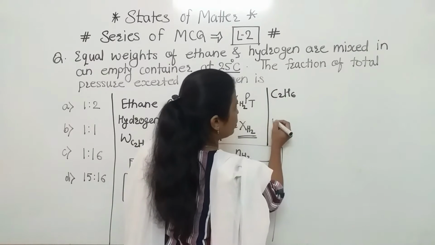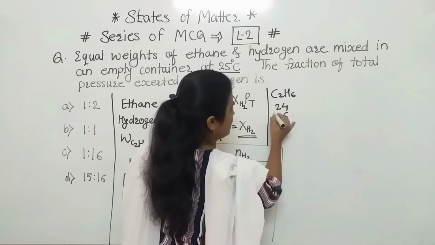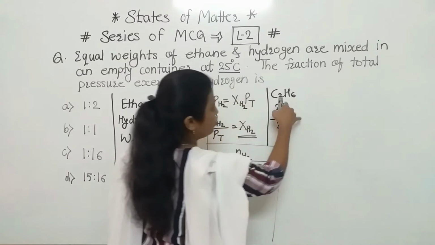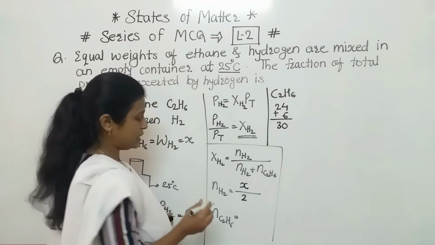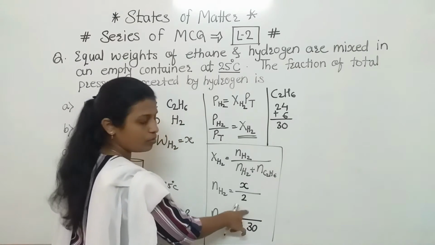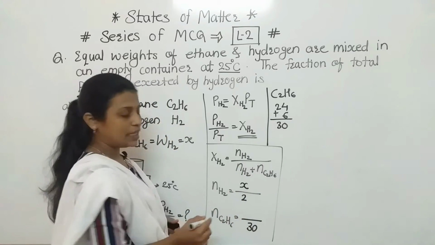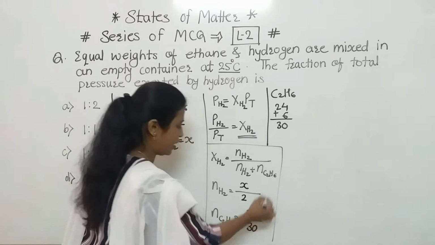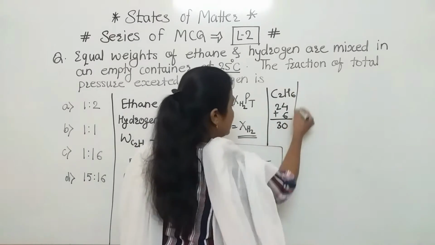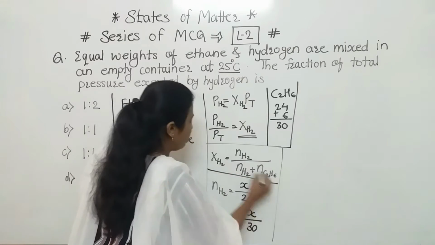In C2H6, number of carbon is 2, so 12 twos are 24, 24 plus 6 is 30. So molar mass of C2H6 is 30, which we take in the denominator. What about the mass? It is the same for hydrogen as well as ethane, that's why we are taking x here. In this way we got these details. Now we will put all this data in the main formula.